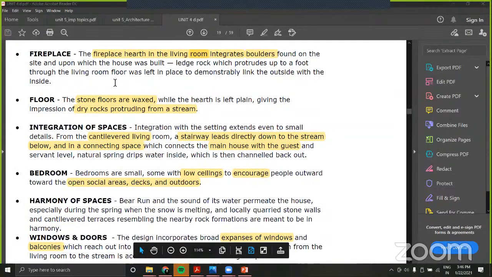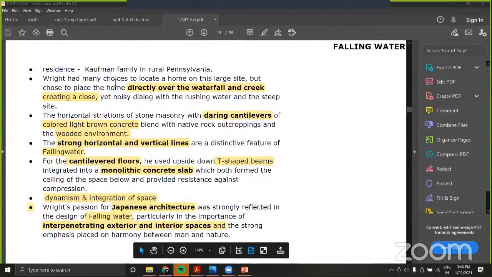So Wright had many choices to locate the home on this large site, but chose the place close to the stream, directly over the waterfall and creek, creating a close yet noisy dialogue with the rushing water and steep site. So he wanted to place the building into the natural surroundings, connect with nature, and also represent the natural elements in his building.